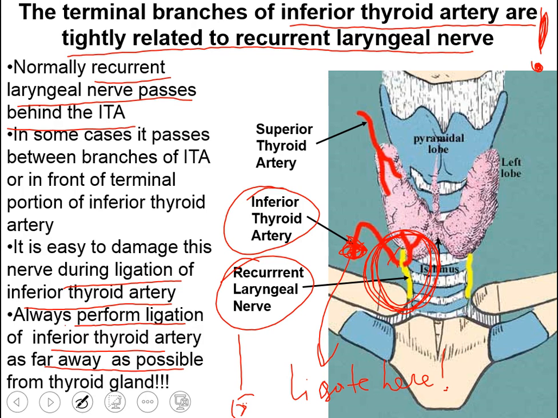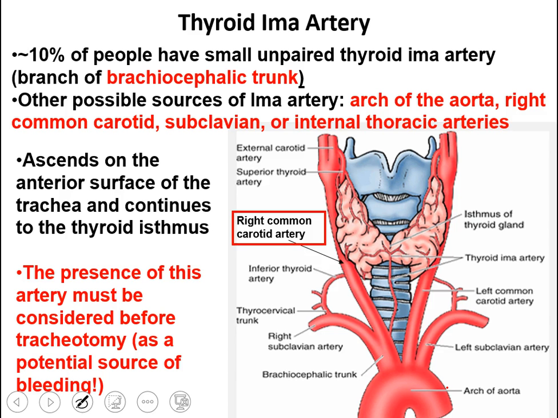Alright, now let's talk about the thyroid ima artery. In approximately 10% of people, a small unpaired thyroid artery called arteria thyroidea ima, or thyroid ima artery, arises from the brachiocephalic trunk.